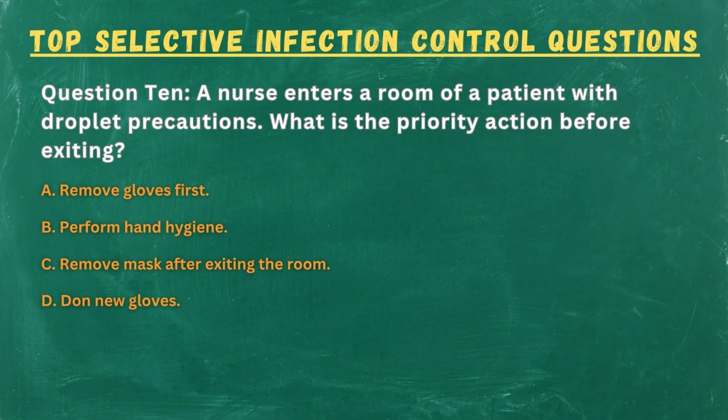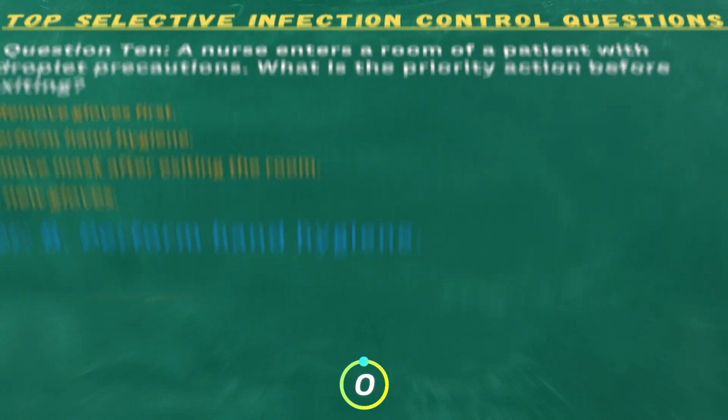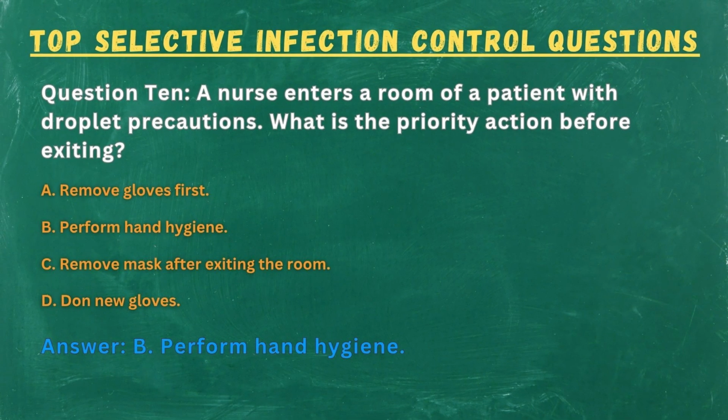Question 10. A nurse enters a room of a patient with droplet precautions. What is the priority action before exiting? A. Remove gloves first. B. Perform hand hygiene. C. Remove mask after exiting the room. D. Don new gloves. Answer. B. Perform hand hygiene.